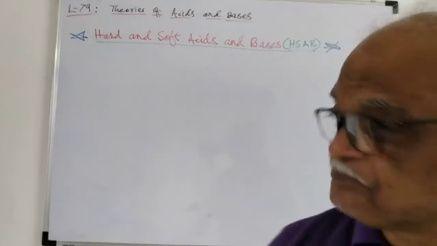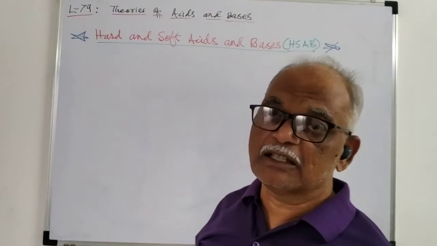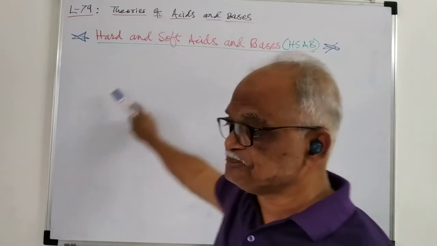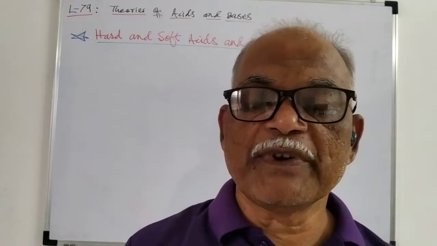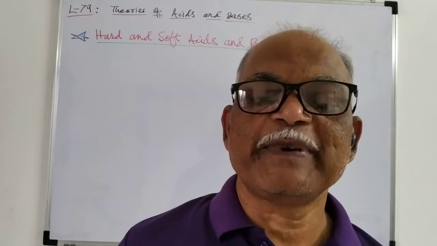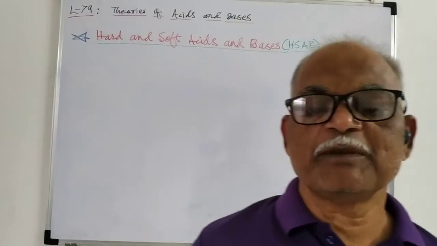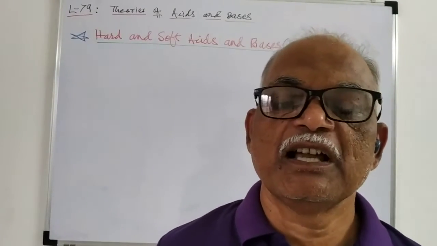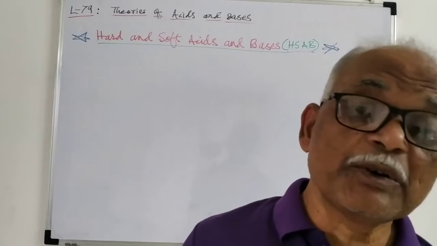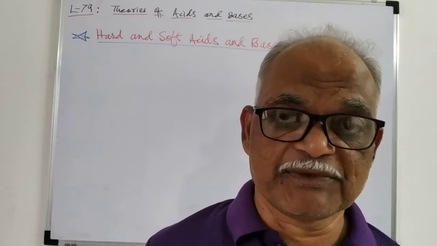We were discussing the theories of acids and bases. Under this title, we are going to see hard and soft acids and bases. So up till now we have seen various original or old theories of acids and bases, such as the Arrhenius theory, the Lowry concept, Lewis's concept, and other concepts such as the solvent system. And now we are going to see a relatively more advanced concept of acids and bases.